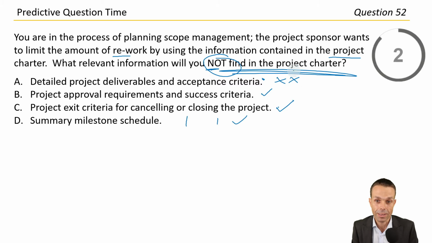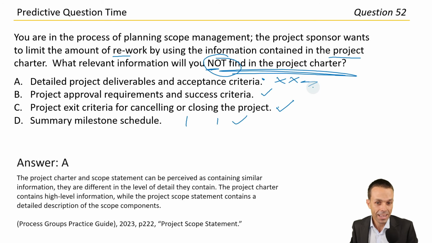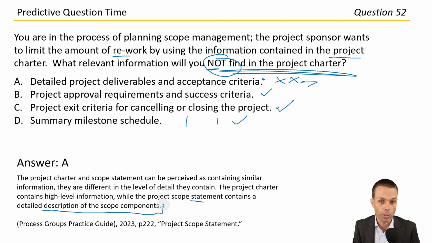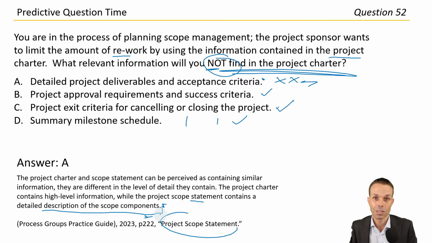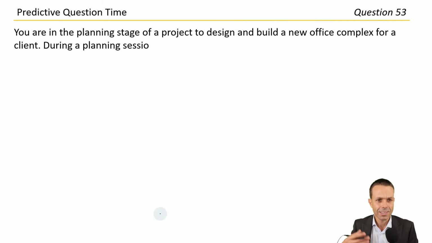So what is not in there is answer A. Excellent work. That was nice and easy. The project charter contains high-level information, while the project scope statement contains a detailed description of the scope components. So that's exactly what we're talking about there. Project scope statement, page 222, process groups practice guide. All right, let's get through these.